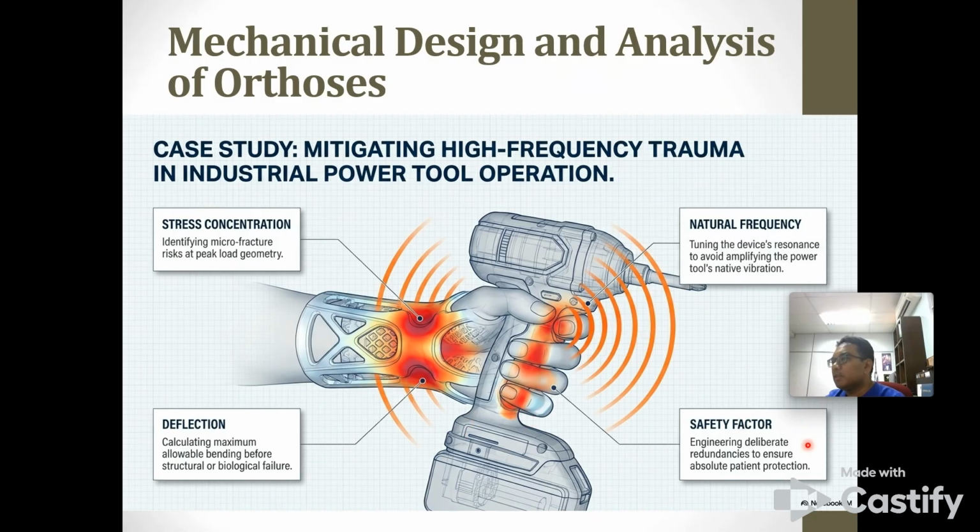And then the safety factors, engineering deliberate redundancies to ensure absolute patient protection, means that you need to consider the safety factor, how you hold the device and so on. So the deflections mean calculating the maximum bending before the structure fails, which means that you can do some measurement.